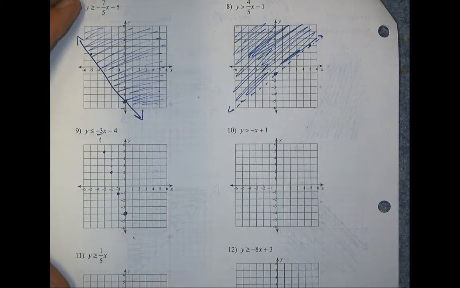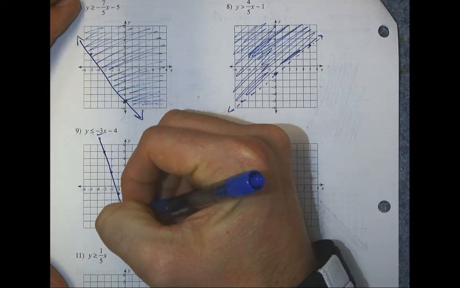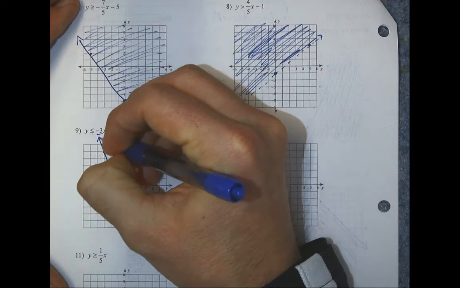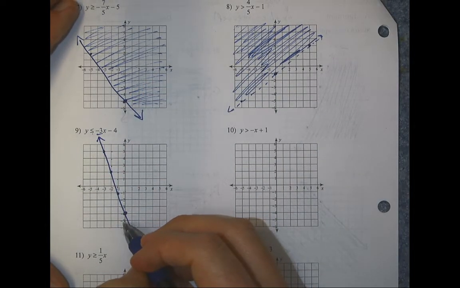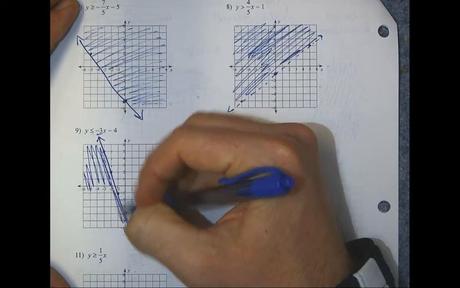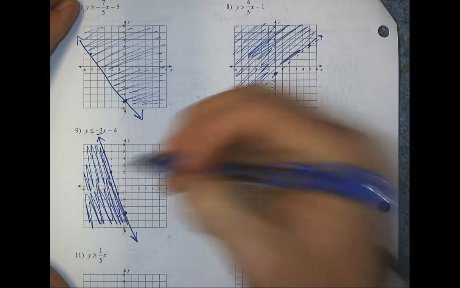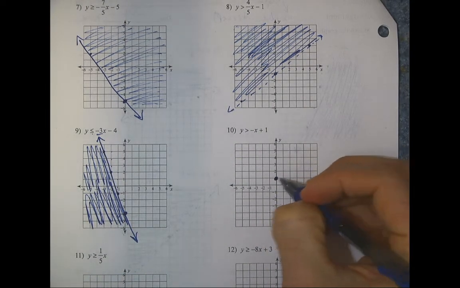We have an equal sign here, which means the line is part of the solution, meaning we have to draw a solid line. It says less than, all the y values less than -4. That's -5, -6. That is below this line. Everything down here.